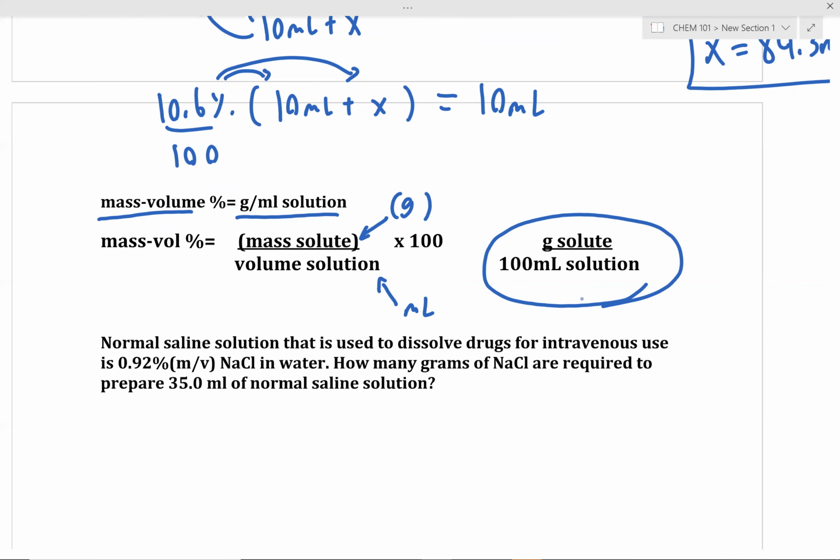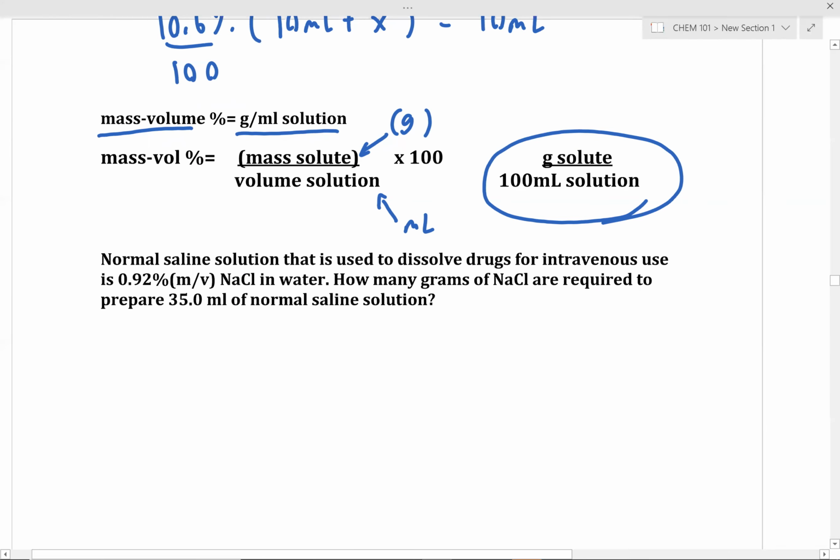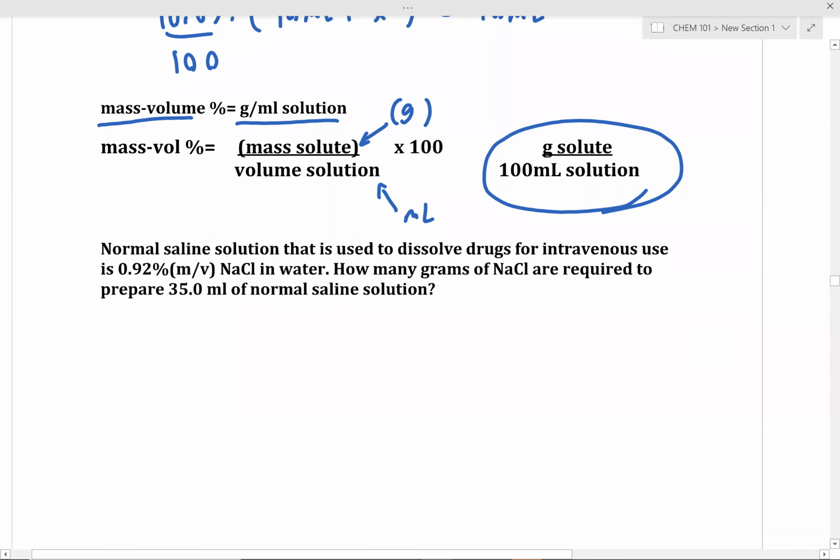So let's do an example together. A typical saline solution that's used in hospital settings is 0.92% mass over volume sodium chloride in water. We are asked how many grams of sodium chloride are required to prepare 35 milliliters of solution. So what is the volume of our solution that we are trying to generate? Are we given the volume of our solution?